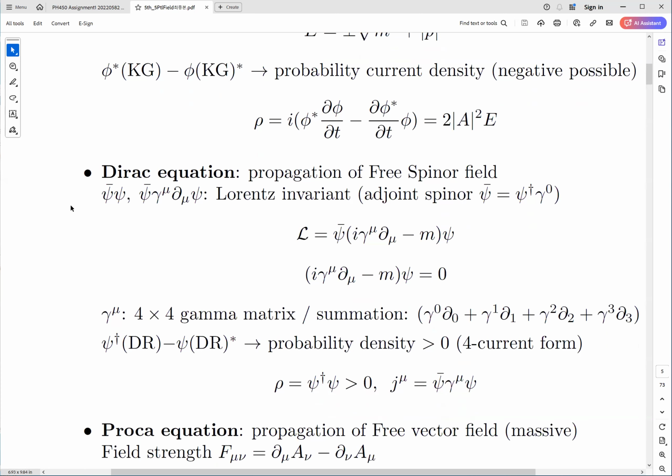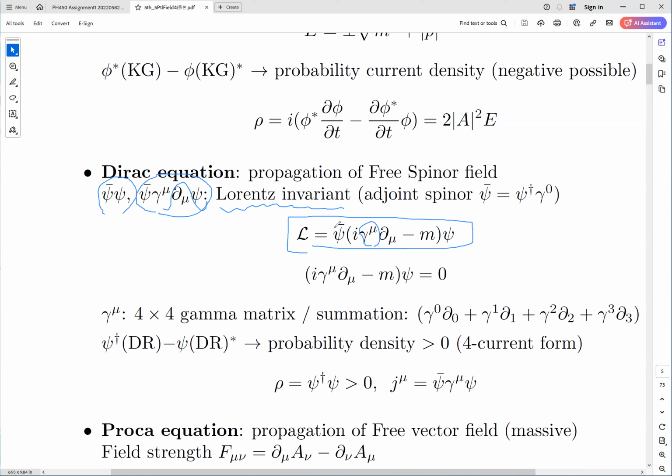In the Dirac equation case, the Lagrangian is written in this form with the gamma matrix to make a Lorentz invariant Lagrangian. The detailed derivations of the Lorentz invariance of such quantities as psi bar psi, with the adjoint spinor, or psi bar gamma mu psi, which behaves like a vector field, will be discussed later.